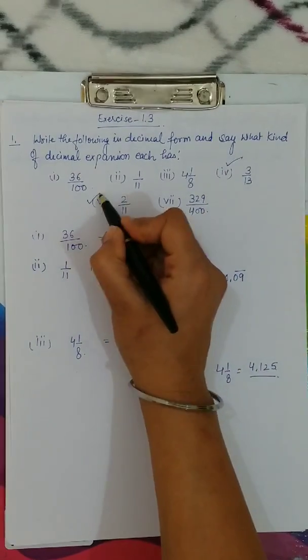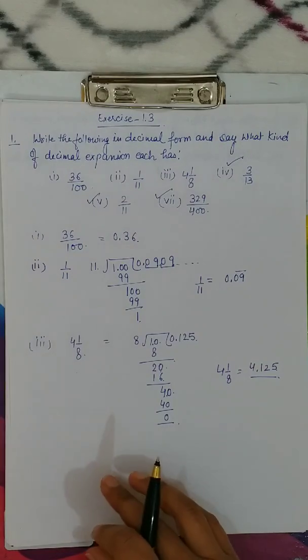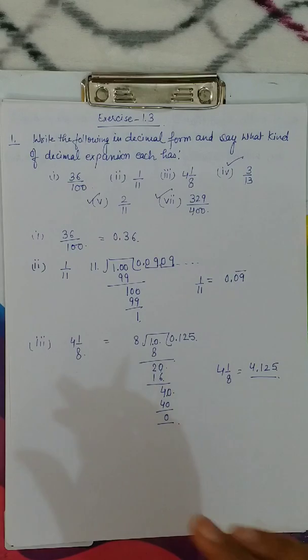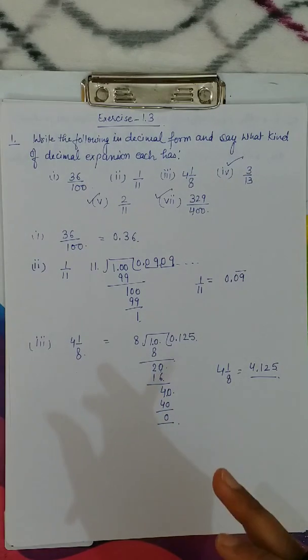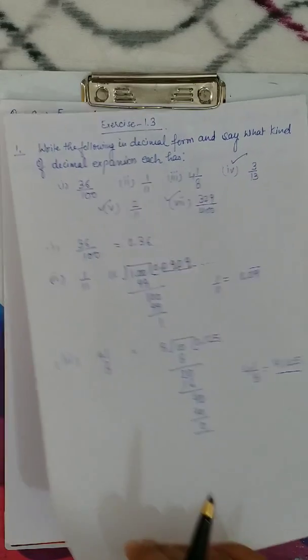Similarly, you can do the rest of the parts: 3 by 13, 2 by 11 and 329 by 400. You only have to divide and check whether they are terminating. If non-terminating, then find the block of pattern which repeats again and again. Question number 2.